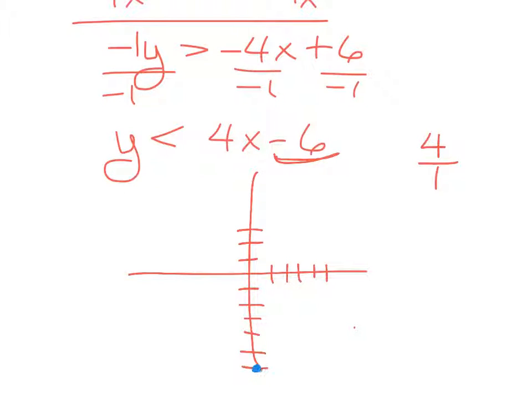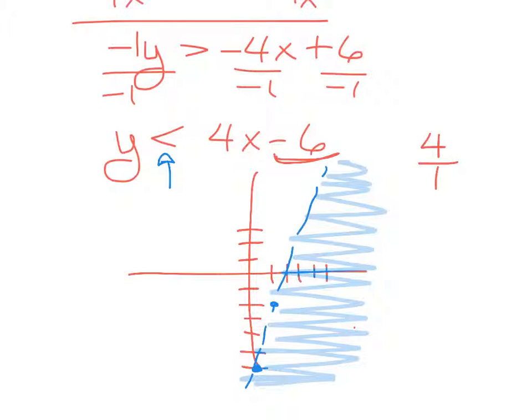So here's my first point down here on the y-axis at negative 6. And then from there, I rise 4 and go over to the right 1. Again, notice the symbol here tells me it's a broken or a dashed line. And then from there, I have to decide, am I shading above or below? It's less than, so this tells me I'm going to shade below.